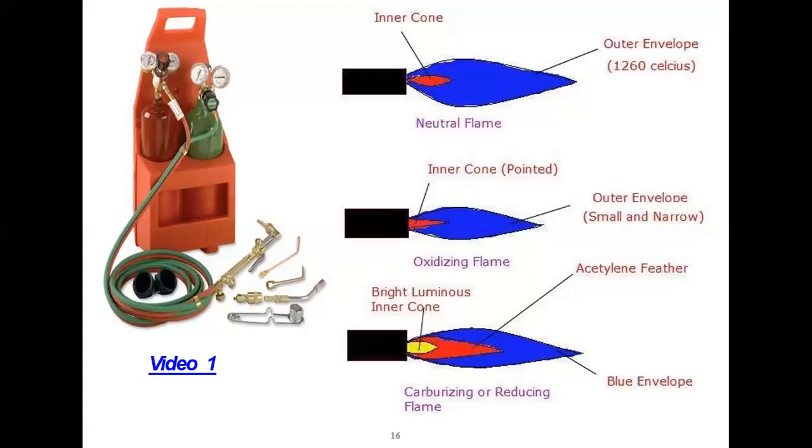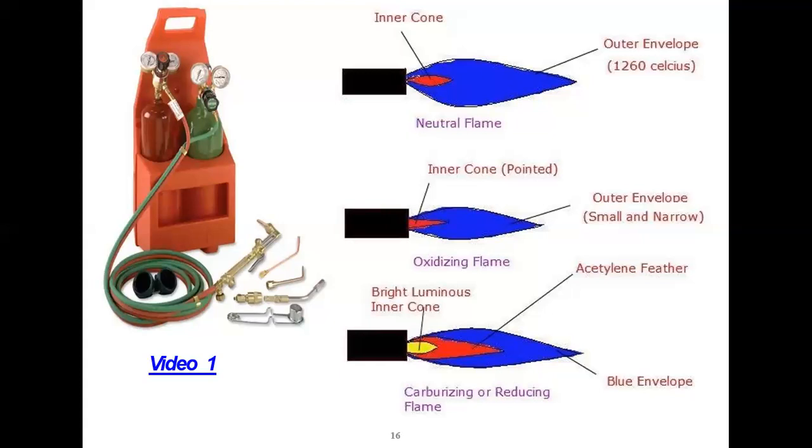Okay, clear? That means I'm just going to summarize all these flames. In case of neutral flame we are going to use the oxygen and acetylene in the same volume or amount, that will be 1:1. In case of oxidizing flame we are using excess amount of oxygen with respect to the acetylene, and in case of our carbonizing flame we are going to use excess amount of acetylene with respect to the oxygen.